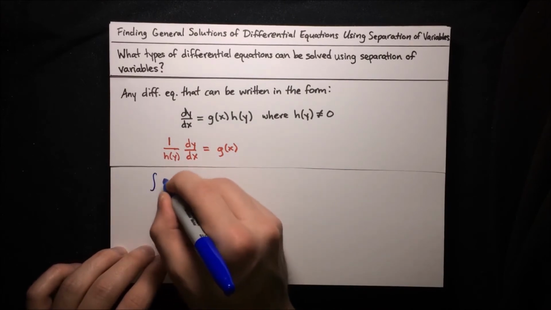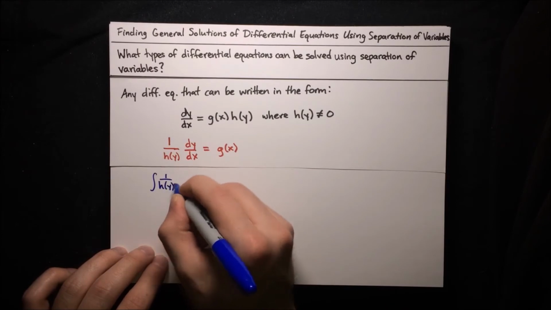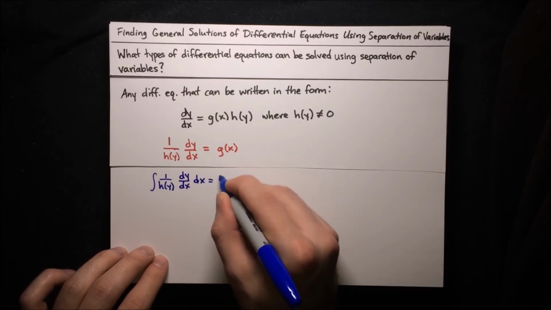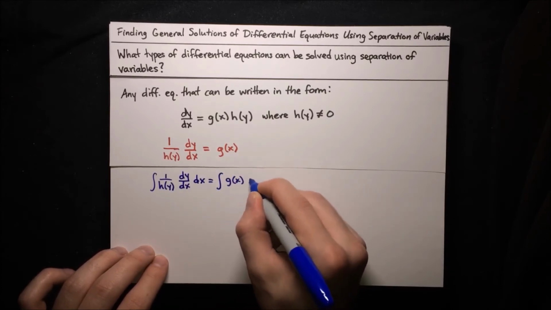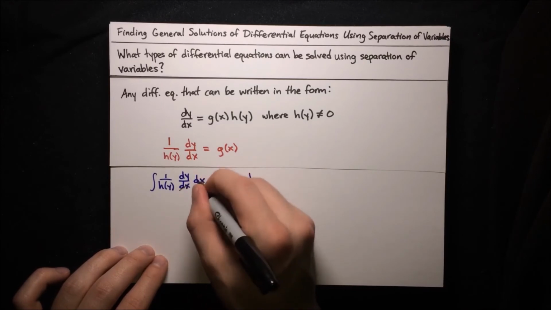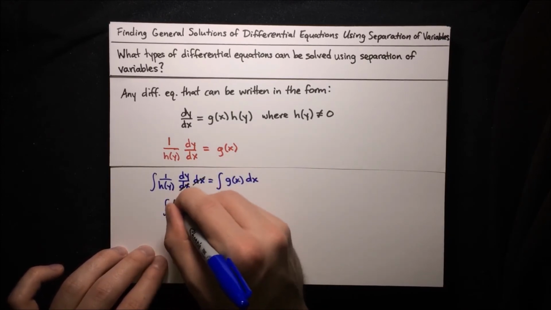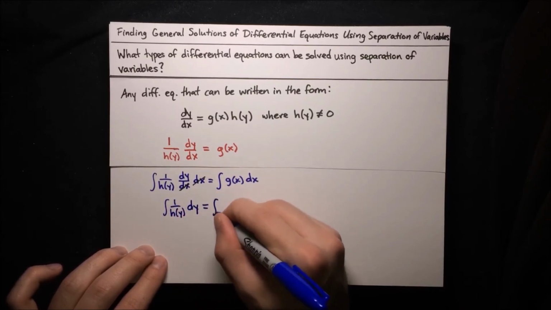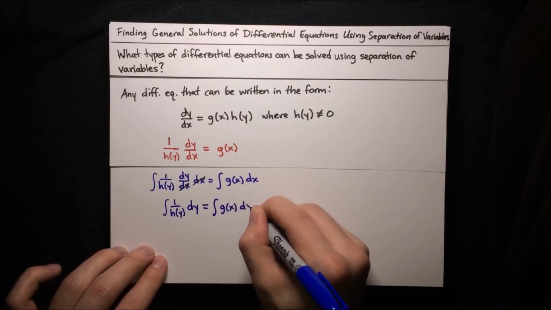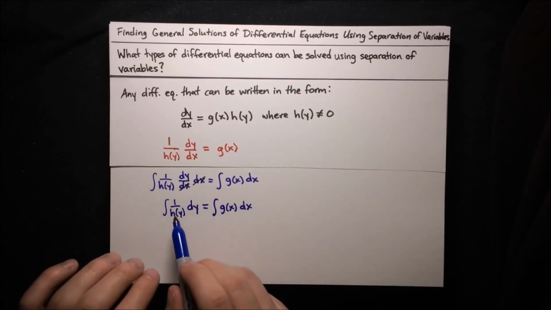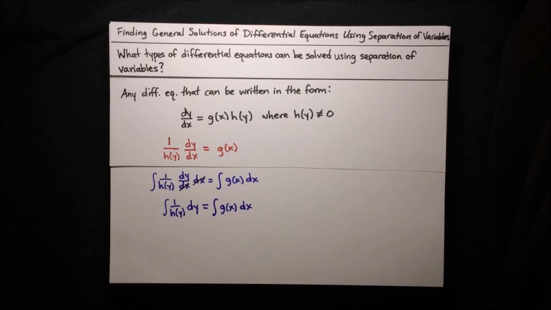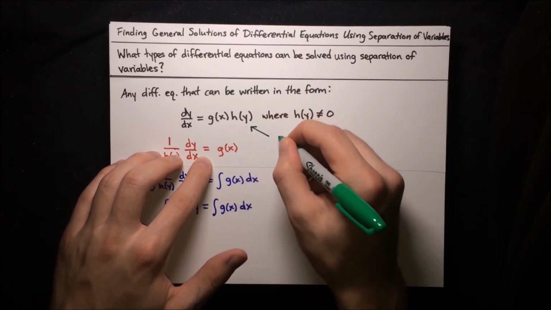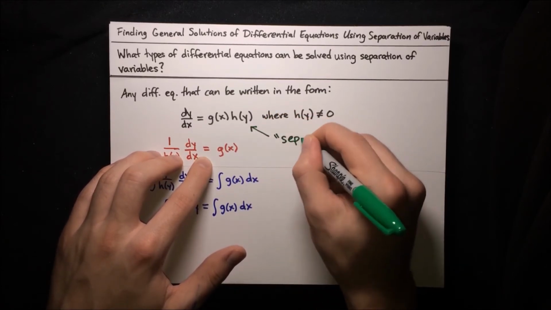So we get the integral of 1 over h of y dy/dx with respect to x is equal to the integral of g of x with respect to x. The dx's cancel, and we've just got the integral of 1 over h of y dy equals the integral of g of x dx. And then at this point we can just evaluate both integrals and solve for y to find the solution. And because these kinds of differential equations can be solved using separation of variables, we call them separable.